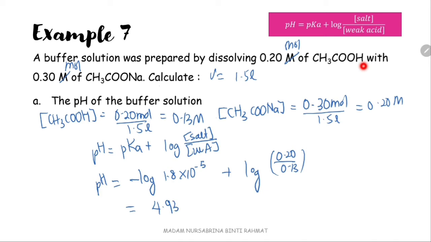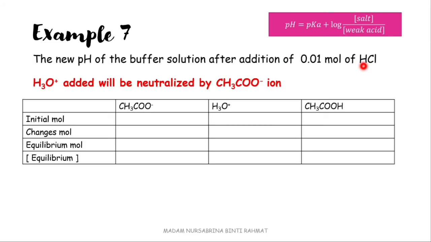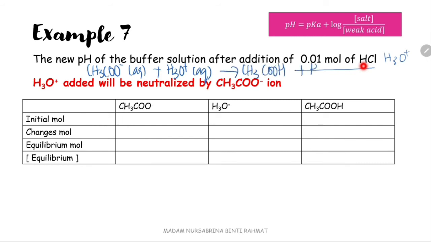So what happens when we add a small amount of acid? They say they're going to add 0.01 mole of HCl. This HCl is your strong acid, so it contains H3O+, which will be neutralized by CH3COO negative. Let's first write down the chemical equation involved: CH3COO negative plus H3O plus, a complete neutralization reaction, producing CH3COOH plus water.